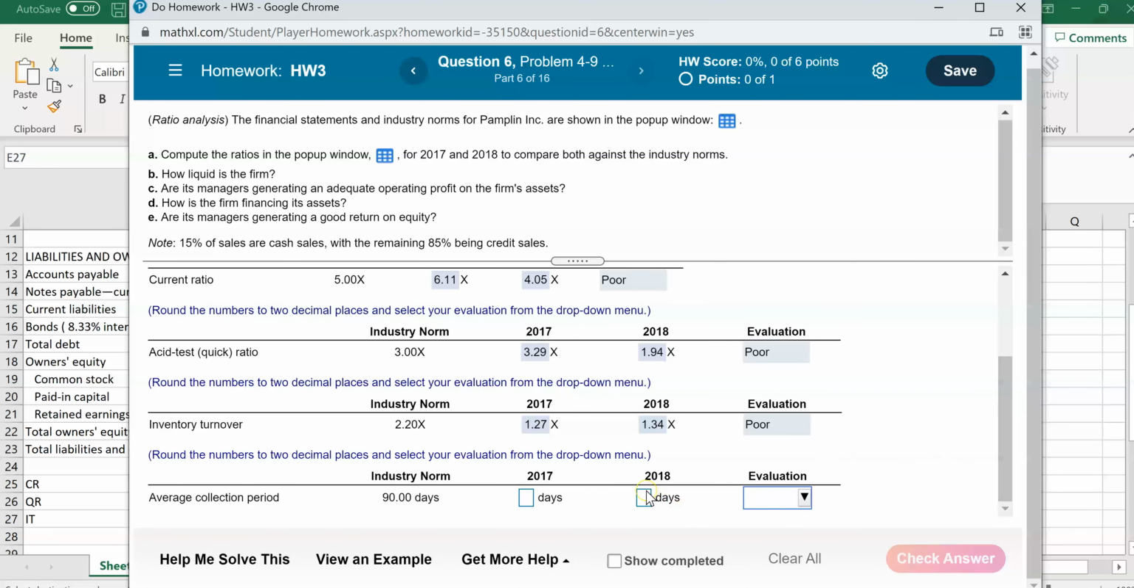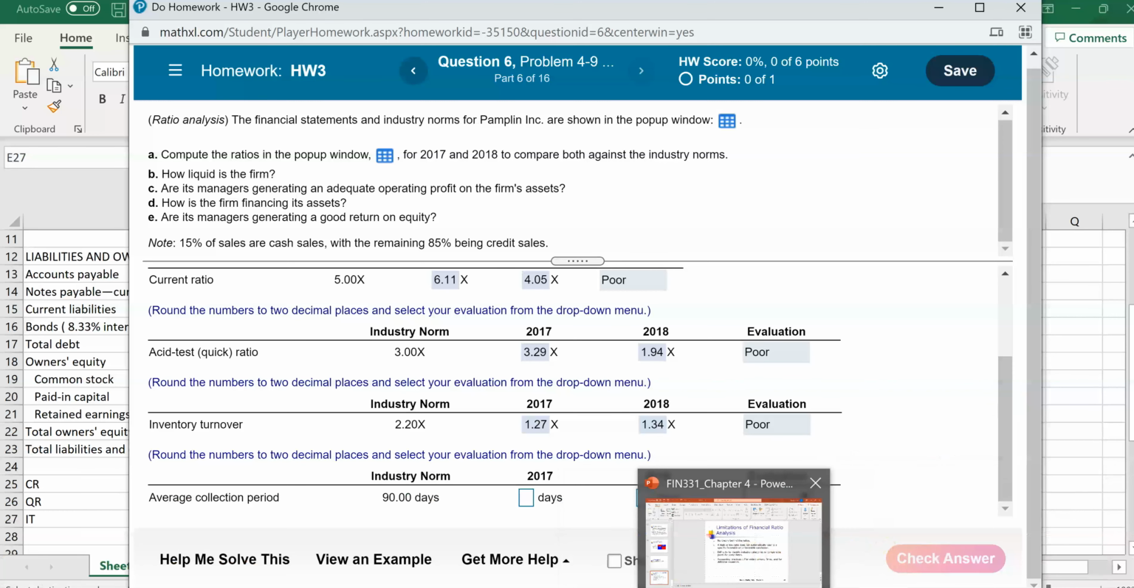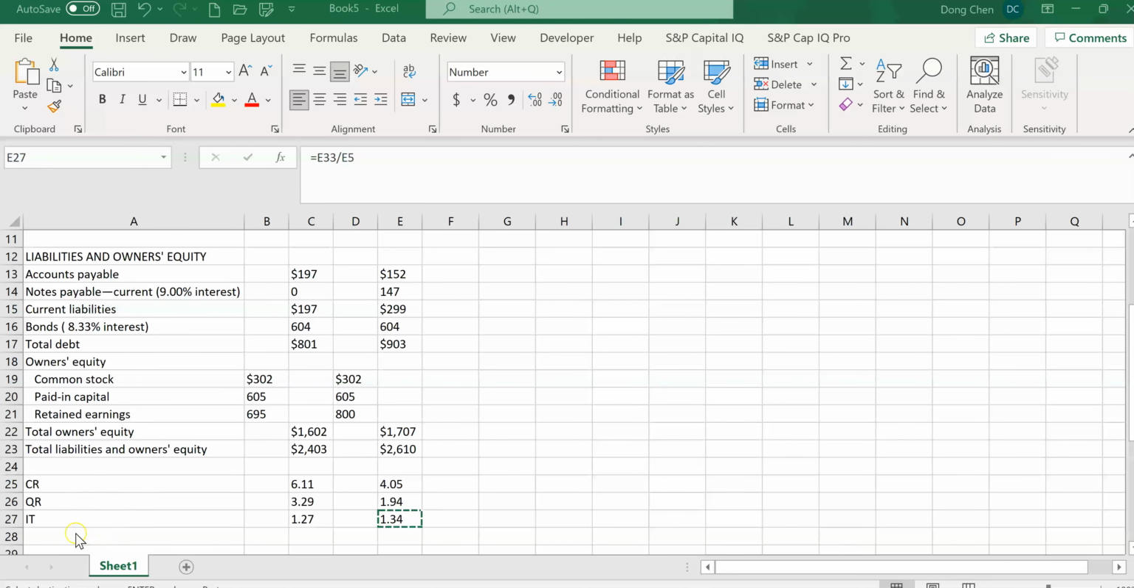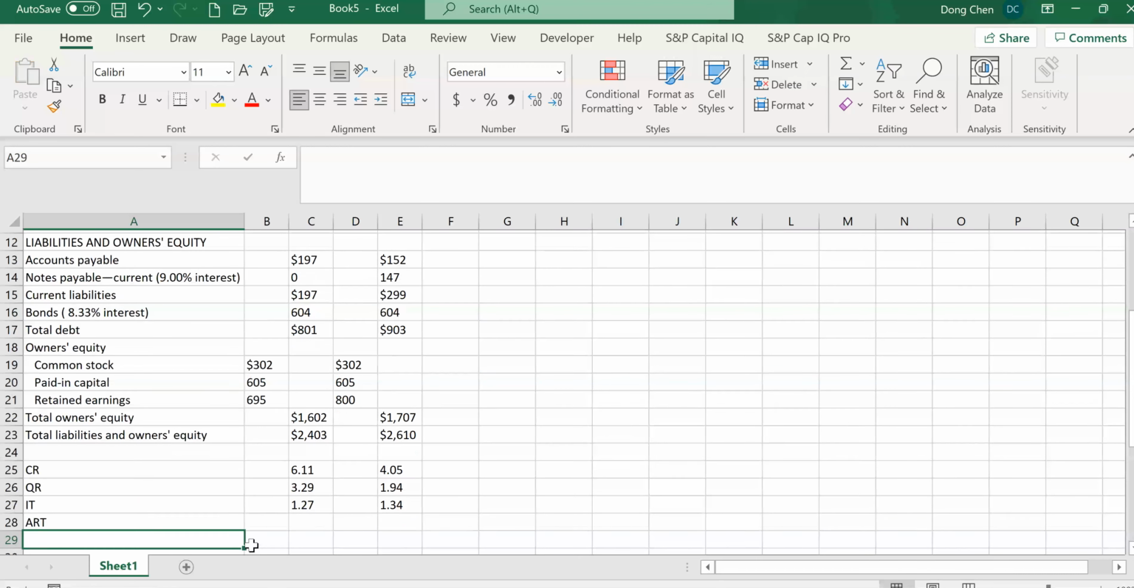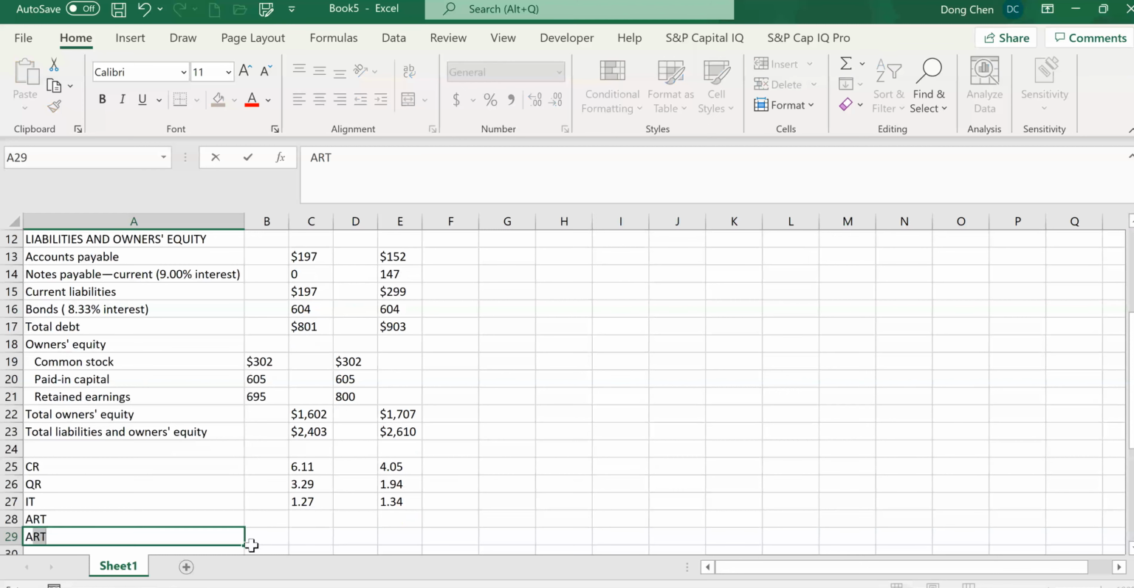Average collection period. So average collection period is defined to be, first it's based on the accounts receivable, right? Accounts receivable turnover. And then we use the average collection period, right? Average collection period is basically the number of days in a year divided by this accounts receivable turnover. So once we know the accounts receivable turnover, we can use this formula also to get the average collection period.